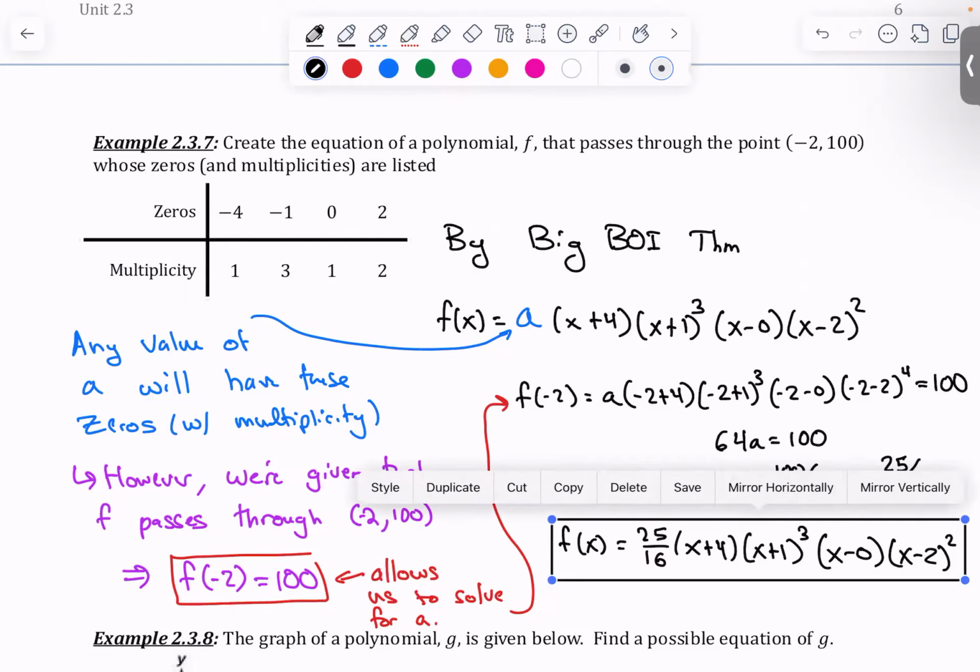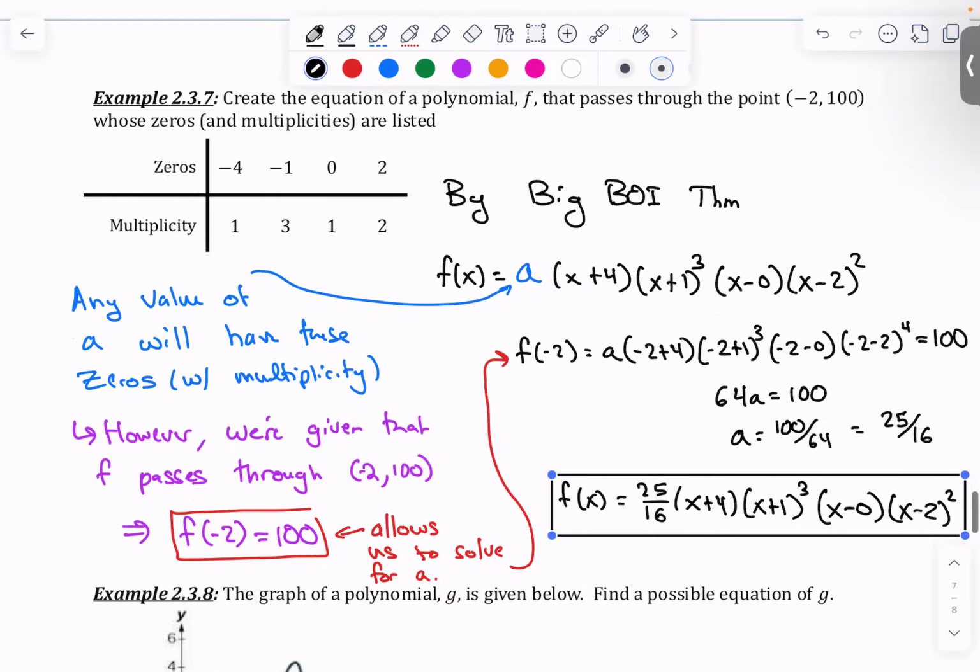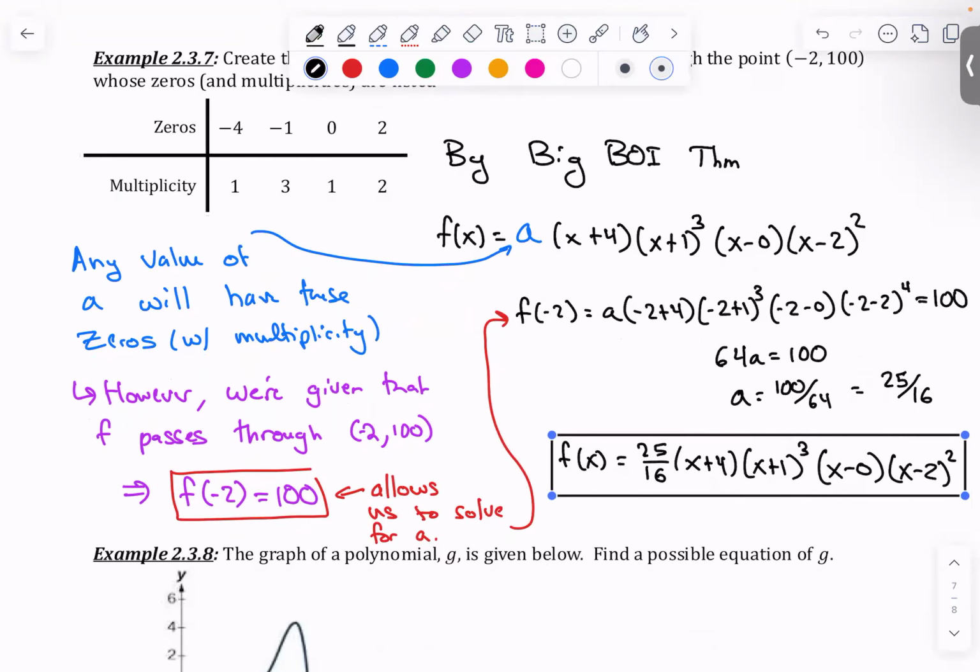So to recap this problem real quick, any polynomial that has x plus 4 times x plus 1 cubed times x minus 0 times x minus 2 squared will satisfy that condition, the zeros and their multiplicities. But there's only one a value that satisfies that point, and we found it here. Okay?